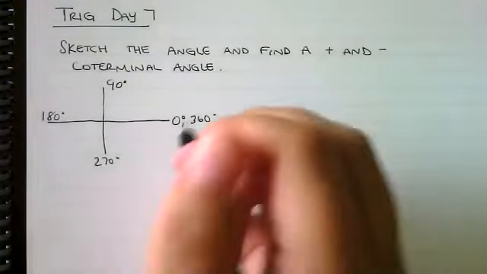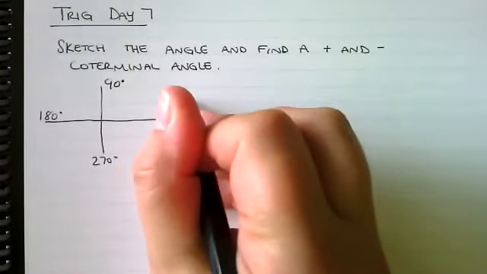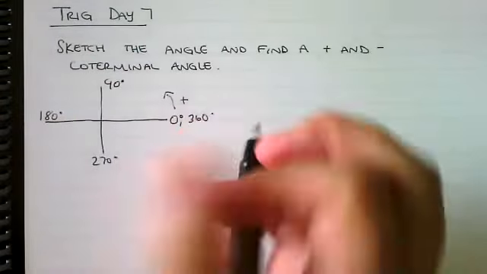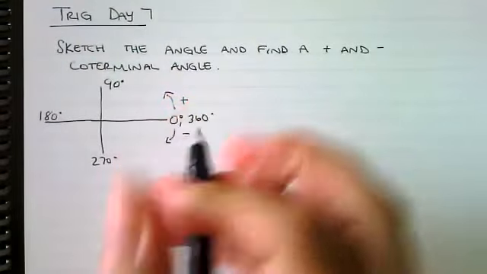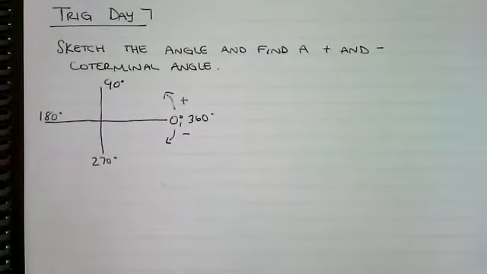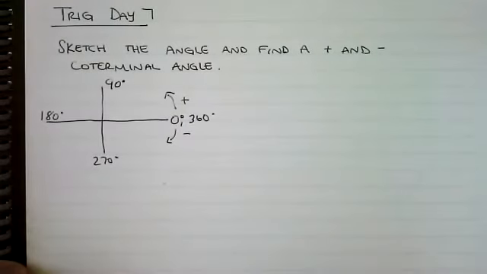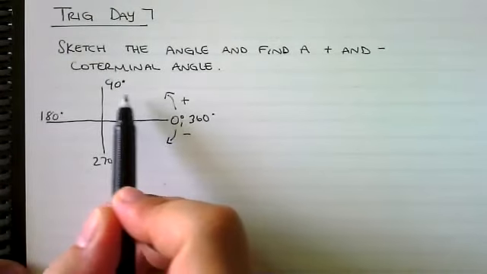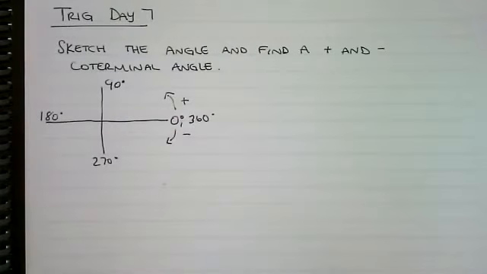And remember, positive is going up and around this way, negative is going down and around that way. So if we're going, let's say, positive 90, I start here and I end there. Okay, so that's how we sketch.